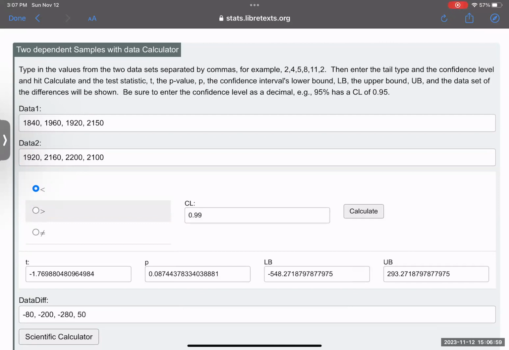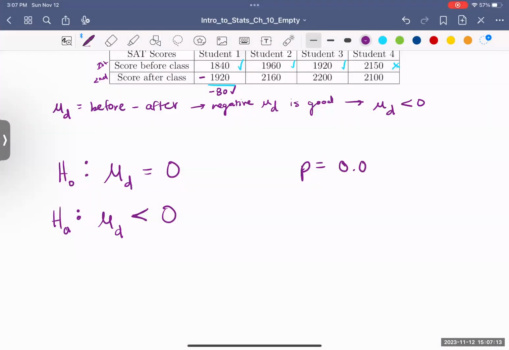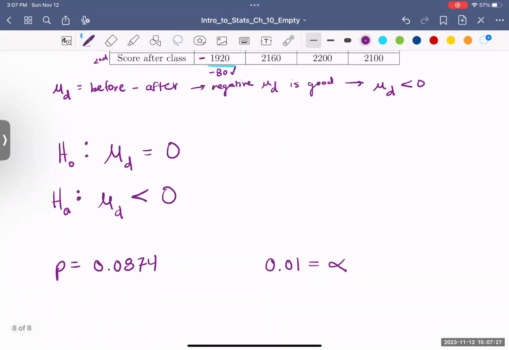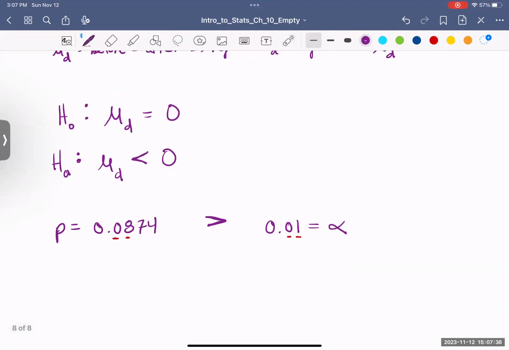All right, our t-score is negative 1.770, it looks like. And our p-value is 0.0874. Actually gonna move this down here. We're comparing this to an alpha of 0.01. Level of significance highlighted in blue right up above there. Okay, what's bigger? Let's go place by place. Both are zeros past the decimal. The next place is an 8 versus a 1. P is larger than alpha.